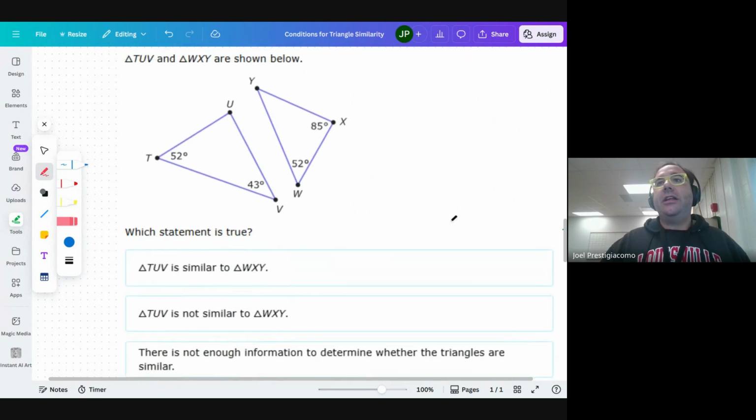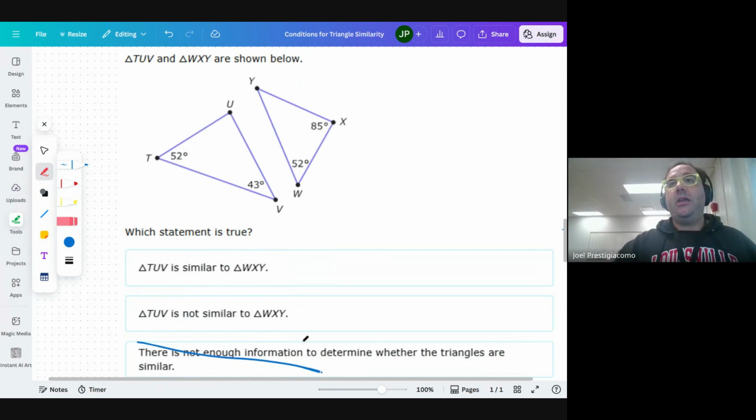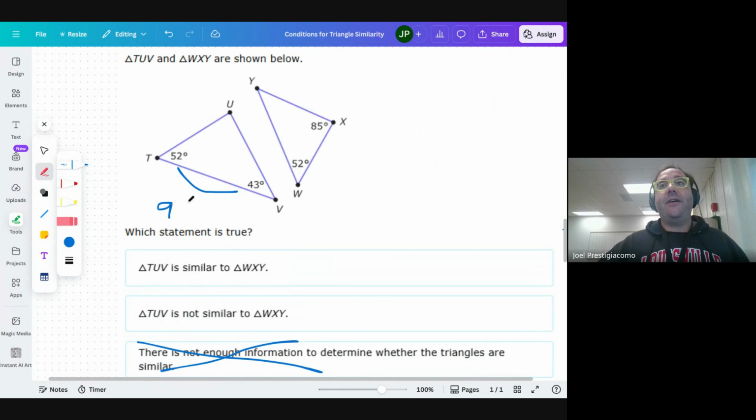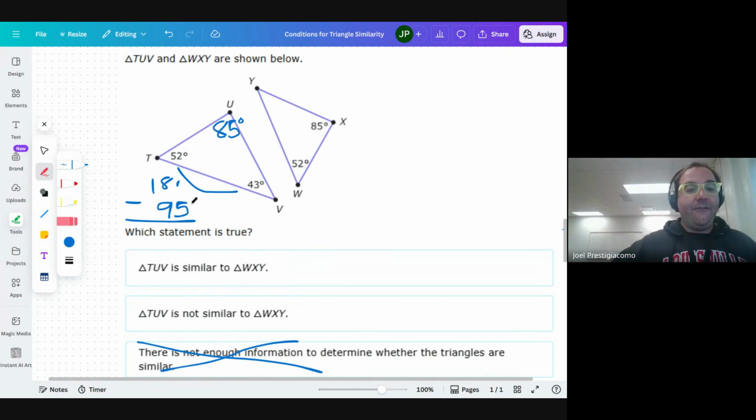Okay, let's look at another shape, right? So that was a no. Again, we know here based off of just looking at this that we have two angles in each one, so I can find the third. Let me do this on the right side. If I put these two angles together, 52 and 43, this makes 95 degrees. If I did 180 minus that, it's going to be 85 degrees. Okay, so I know that that's going to be 85.